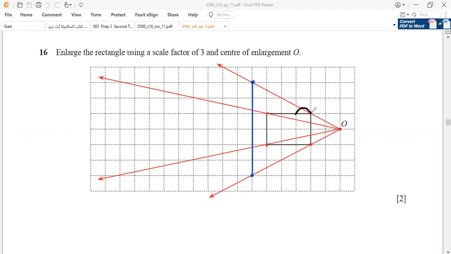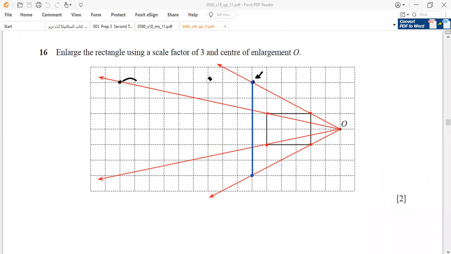Here this side will be 3 squares. Multiply 3 units by the scale factor 3, you will get 9 squares or 9 units. So we will start from this point. We will jump 9 times like that: 1, 2, 3, 4, 5, 6, 7, 8, 9. The point will be here, okay?